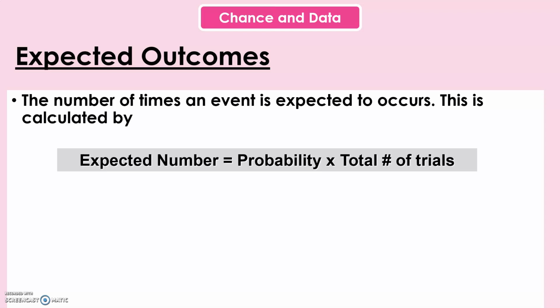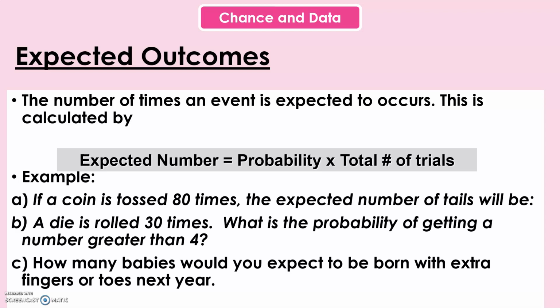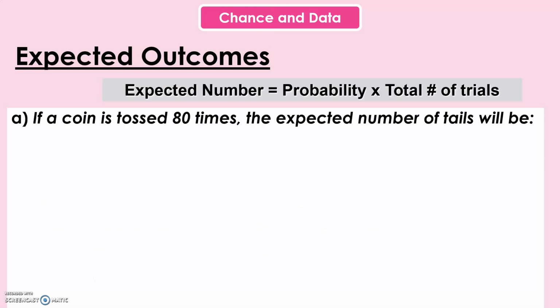However, we know that that's not the case in reality because not every 4-child family has 2 boys and 2 girls. So if we think about again how we do this calculation, we're going to have a look at some example questions. So the first one, relatively straightforward one. If a coin is flipped 80 times, the expected number of tails will be, and I think most of us can think of the answer straight away because the probability is well known of getting a tails.